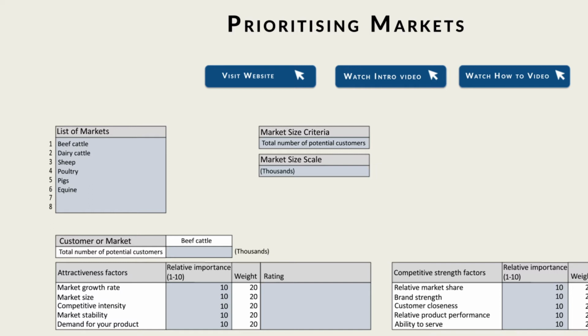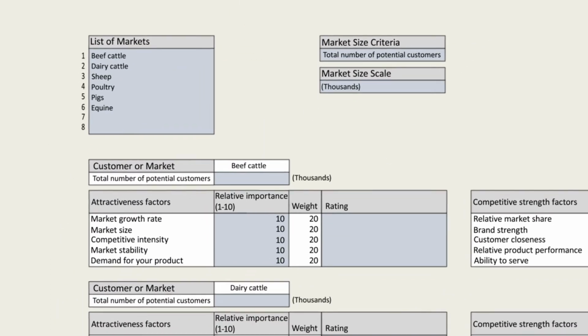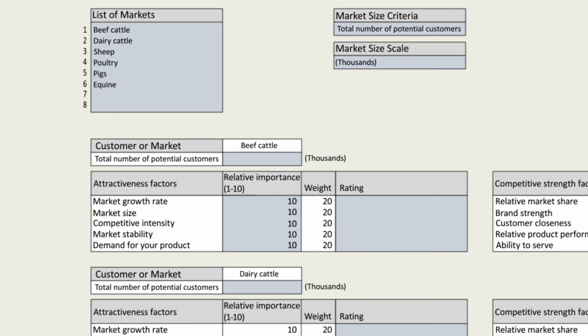So we set the market size criteria, and once we've done that, we go down to the input boxes. And the market name is added automatically from the list, and the market size criteria you have chosen is also added here. If you select the scaling option, it will appear here. Now, the first input required is the market size number, and I've chosen number of potential customers in thousands, so let's just put in 100.